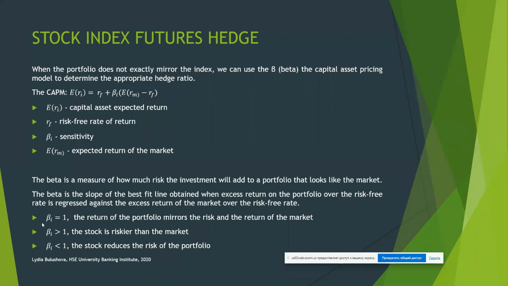So when beta is equal to 1, the return of the portfolio mirrors the risk and the return of the market. High beta means high risk. A beta lower than 1 means a risk reduction to the portfolio. That's the basic info about beta and the CAPM. I hope you have all these facts with you.